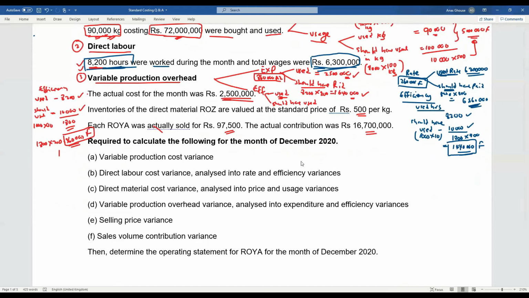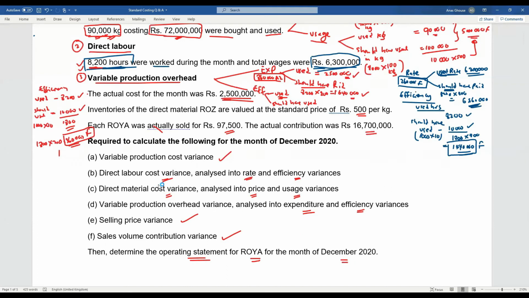So basically you are required to calculate the following for the month of December 2020: variable production cost variance, direct labor cost variance into rate and efficiency variance, direct material cost variance into price and usage variance, variable production overhead variance analyzed into expenditure and efficiency variance. Then you have selling price variance, sales volume contribution variance, and then determine the operating statement for ROIA for the month of December 2020. So these are the requirements.